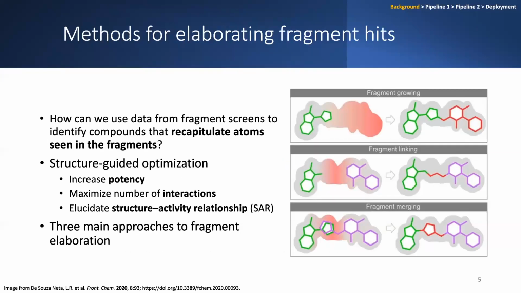So what we want to do is look for methods that, using these data from the fragment screens, are able to identify compounds that recapitulate some of the atoms and substructures that we see in the original fragments. So we do this using structure-guided optimization, and the purpose of this is to increase potency, maximize the number of interactions, and to begin to elucidate an understanding of the structure-activity relationship for a target. So there are three main approaches for fragment elaboration. The first is fragment growing, where we grow fragments to reach new parts of the pocket. Fragment linking, where we link together two distinct binding fragments using a molecular linker. And fragment merging, where we have two adjoining or partially overlapping fragments, and we want to find compounds that incorporate substructures from each of them.